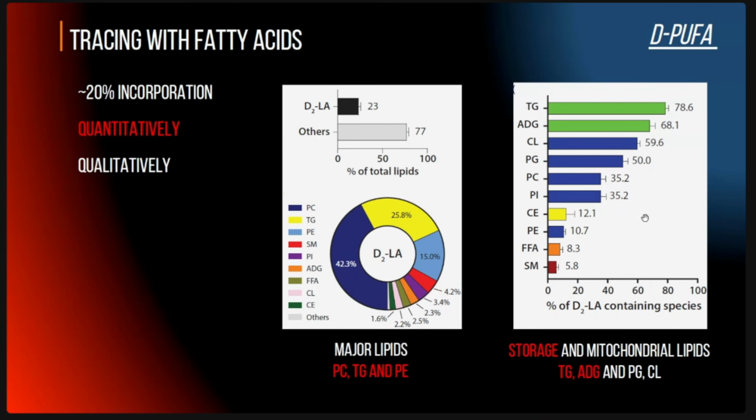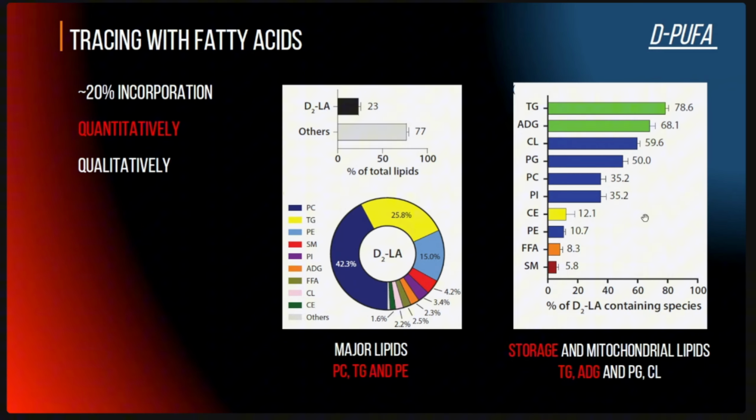And then by doing lipidomics, we can actually obtain quantitative data, and we figured out that the incorporation of D-linoleic acid into the total lipidome is about 20%. We can do this kind of plot where you find that most of the D-linoleic acid was going to the structural lipids like PC, which are major lipids, and PE, and almost a fourth was going to the triacylglycerides or TGs.